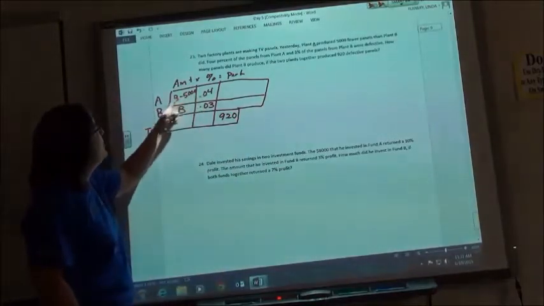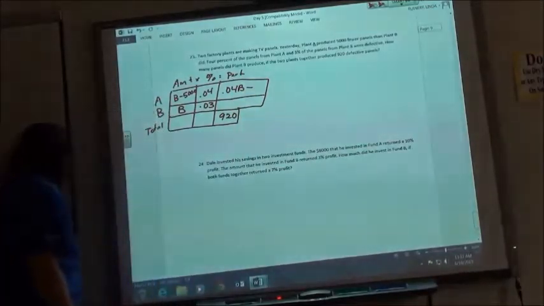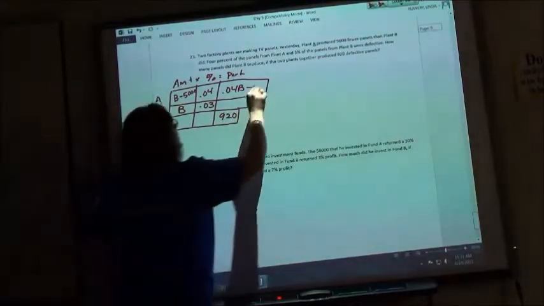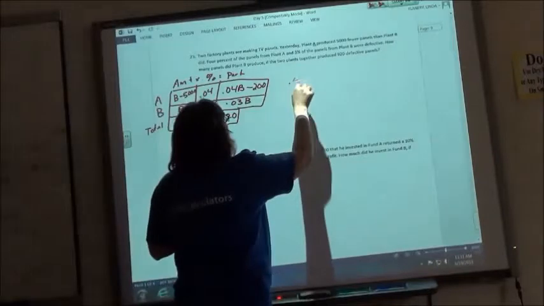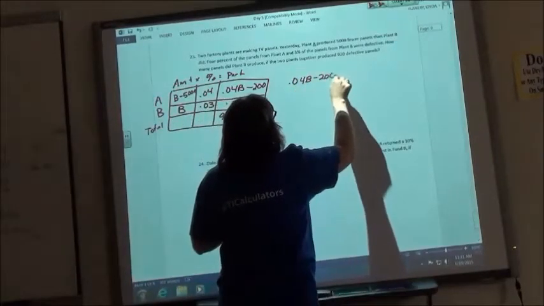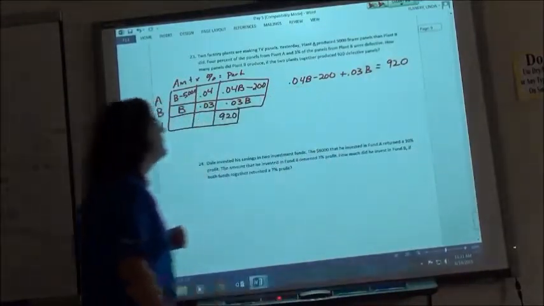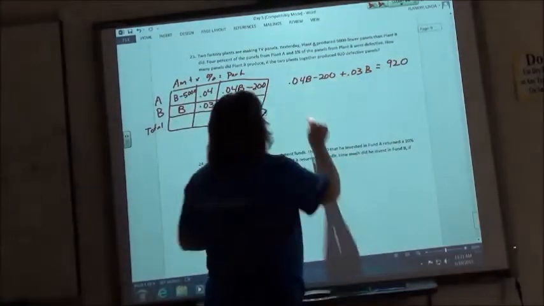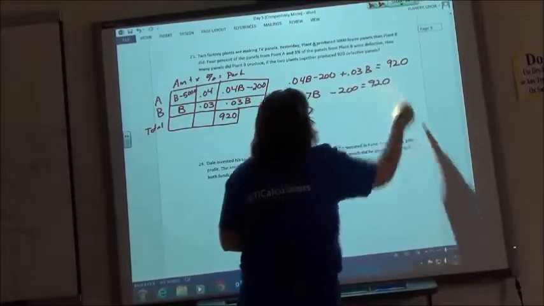So here again, I'm going to use my distributive property and multiply that out. 0.04B minus 4% of 5,000, 200. This would be just 3% of B. So we know 0.04B minus 200 plus 0.03B is going to equal 920. So combining our like terms, 4% plus 3% would be 7% of B minus 200 equals 920.